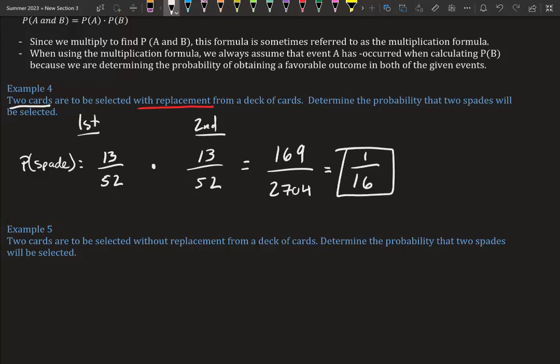Look on Canvas under announcements on calculators with fractions. It's in the chapter 8 announcement. I show you how to simplify that with your calculator.